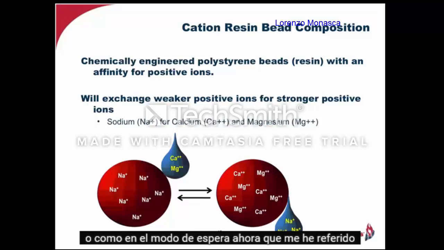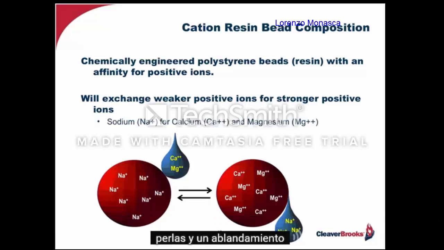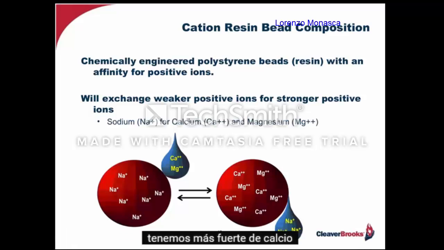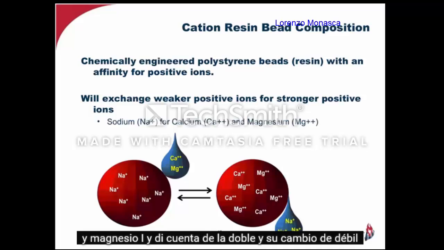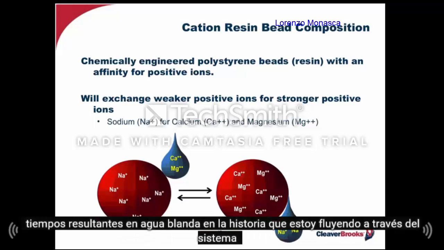Now, I referred to cation exchange. What this means is we have specially designed resin beads in the softening tank, which allow a reversible transfer of ions. We've got stronger calcium and magnesium ions. Notice the double plus. They're exchanged for weaker and highly soluble sodium ions, resulting in soft water and sodium flowing through to the system.